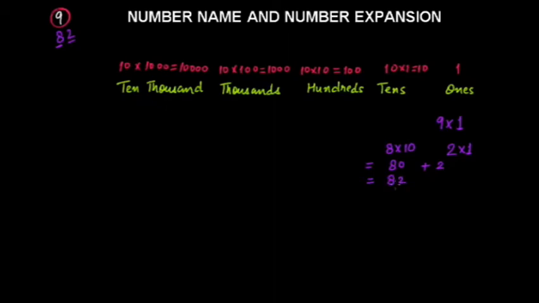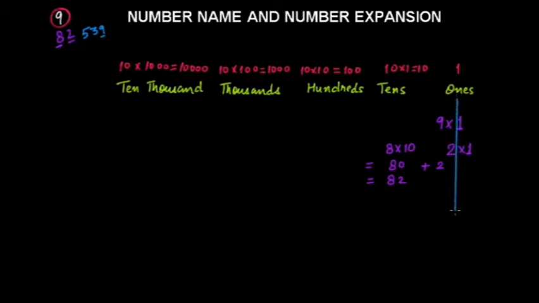Okay, let me take one more example. This is 539. So 5, 3 and 9. Here we have 3 digits. This number is made up of 3 digits. That means it will have 3 places. 9 is at the units place, so write it here, just below it, at the ones place.